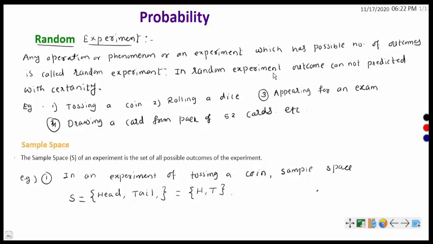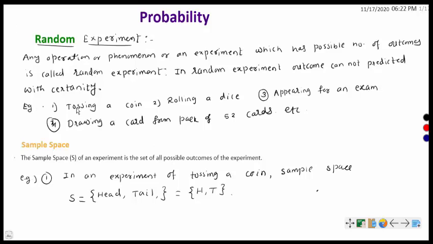In a random experiment, the outcome cannot be predicted with certainty. We cannot predict the outcome with 100% certainty, or with probability 1. Now we are going to see some examples of random experiments. We have seen any operation which has a possible number of outcomes is called a random experiment.